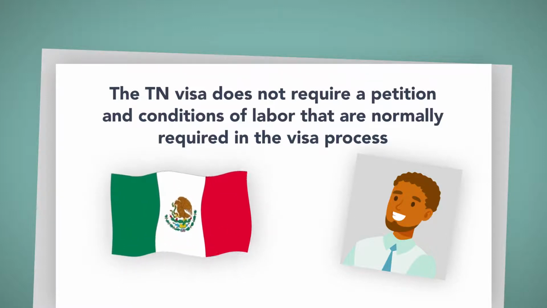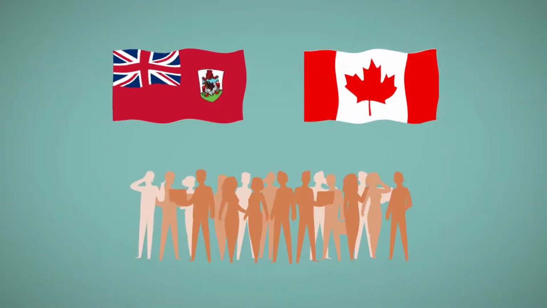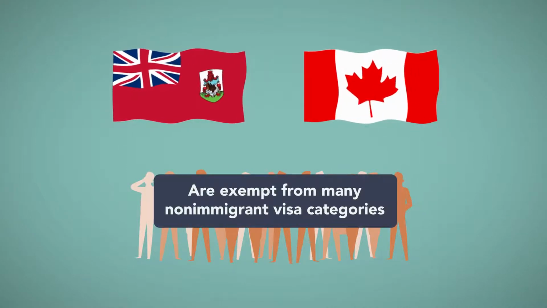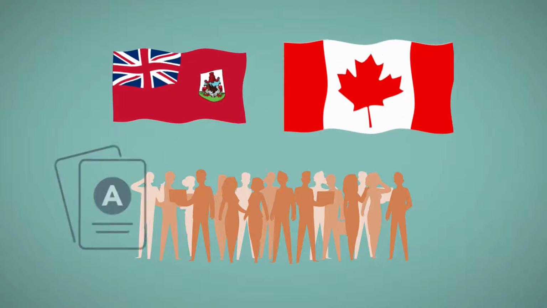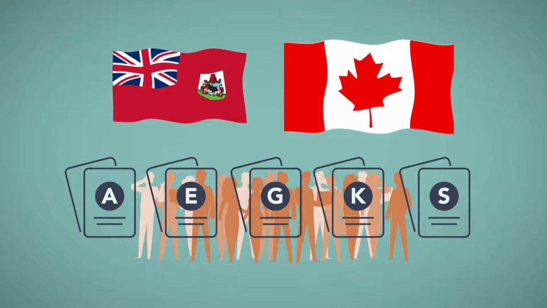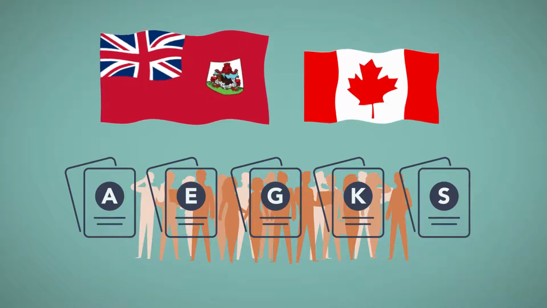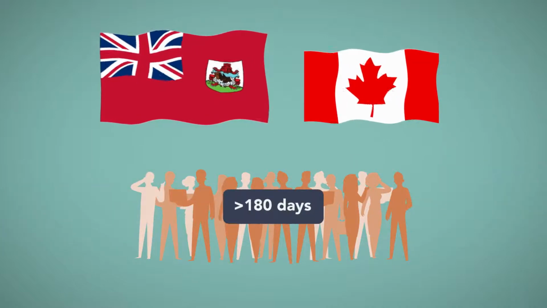Citizens of Canada and Bermuda who are not otherwise ineligible to enter the United States under American immigration law are exempt from many non-immigrant visa categories. Canadian citizens only need non-immigrant visas for A, E, G, K, and S visa purposes. Citizens of Bermuda only require non-immigrant visas for A, G, K, and S visas, or if they plan on staying in the country for more than 180 days.